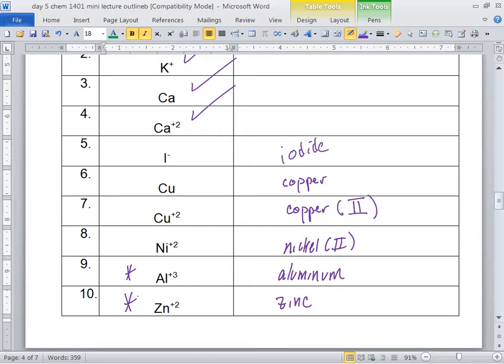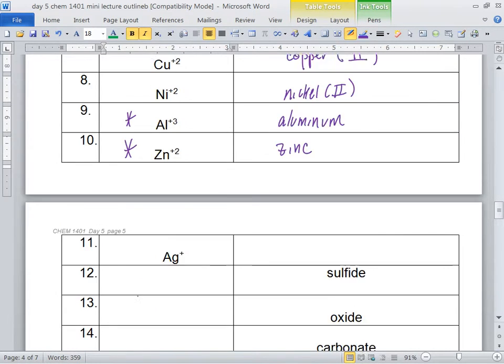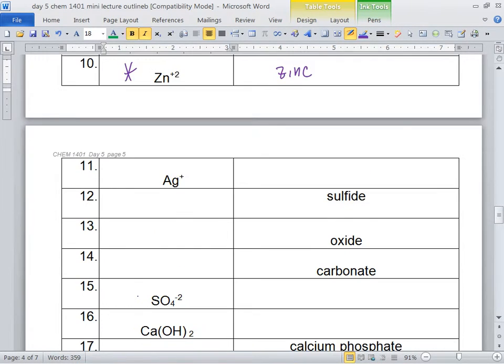You're technically correct. Following the rules, we should have parentheses with the Roman numeral 3, and parentheses with Roman numeral 2. But aluminum and zinc can only have +3 and +2. Therefore, they follow the same rules as group A. So you just call it aluminum and zinc. Okay? Just call it aluminum and zinc. So try the next 5.